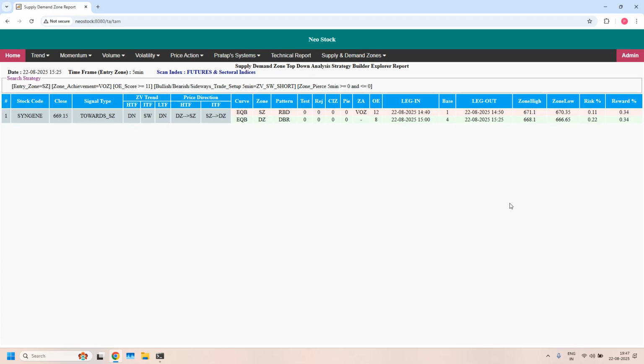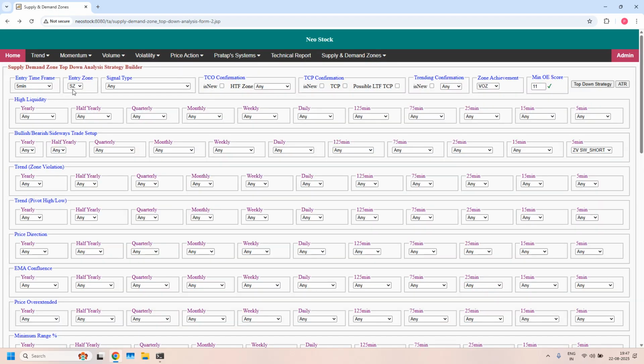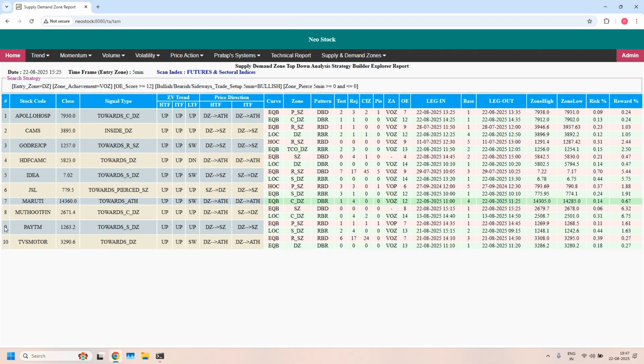Okay, next bullish trade setup for hourly income trade. The entry time frame is 5 minutes, and the zone is the 5 minutes demand zone. Here, bullish, and also the minimum odd enhanced score should be 12. Let's filter. We got 10 stocks supporting bullish trade setup for hourly income trade, and the entry time frame zones are 5 minutes demand zones. So in total, we got 10 stocks.